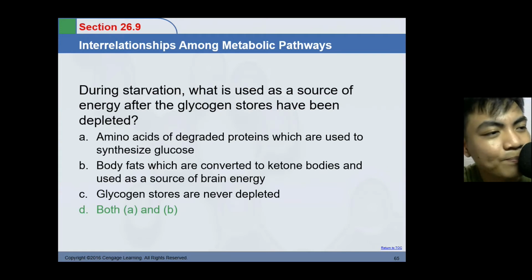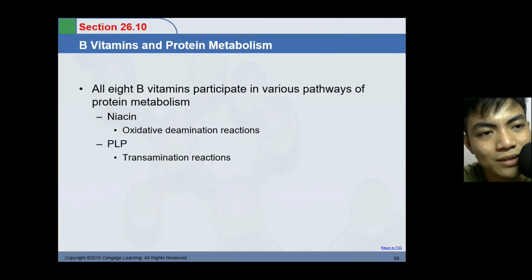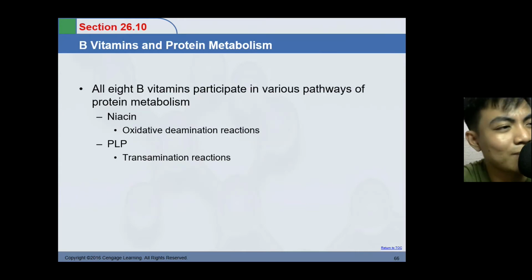Okay? So, yung amino acids, pwede yan ma-degrade, no, during starvation. So, it is true. The fats can be converted into ketone bodies, okay? And can be used as a source of brain energy. So, that is true. Okay? So, ganun. Ang daming nangyayari kapag ikaw ay starved na. Although, itong part na to, hindi talaga to kasama sa magiging quiz nyo. Pero isama ko na kasi nasa PowerPoint din naman.